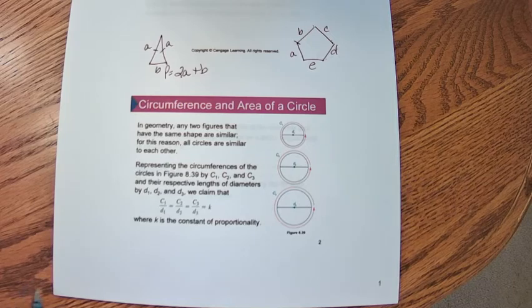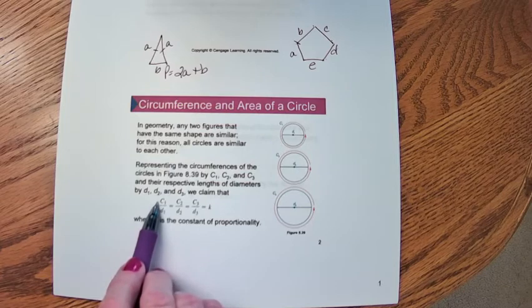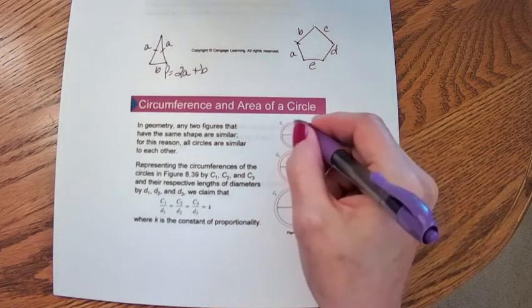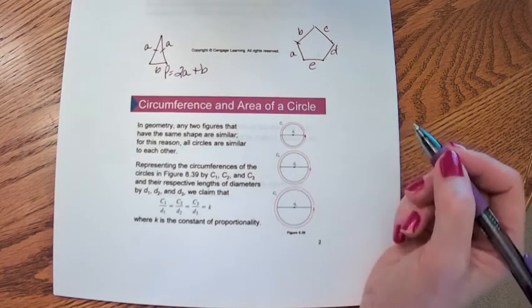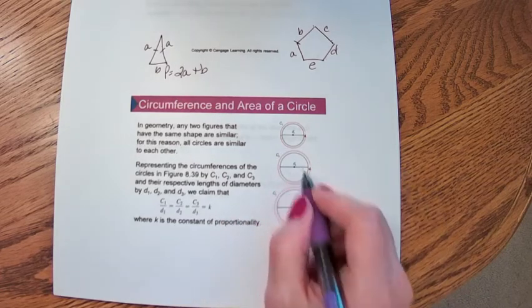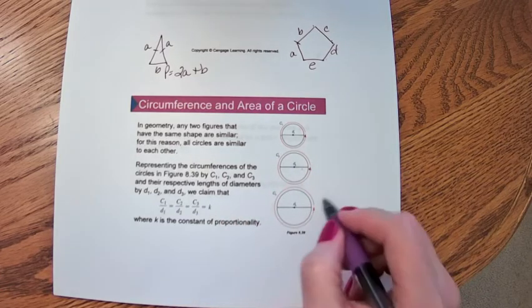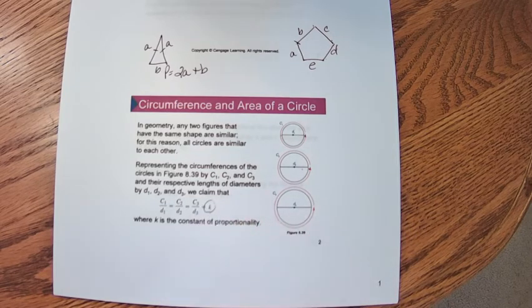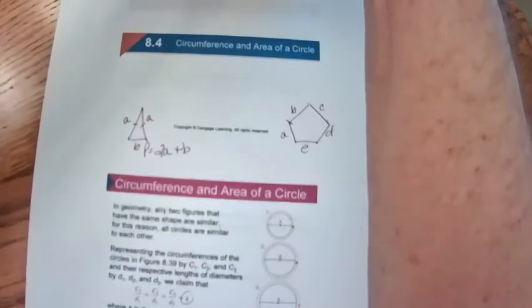And the interesting thing is that the ratio of the distance around circle 1 to diameter 1, and the distance around this circle to diameter 2, and the distance around this circle to diameter 3 is all equal to a constant. They all have the same proportion. And that constant actually happens to be a very well-known number.